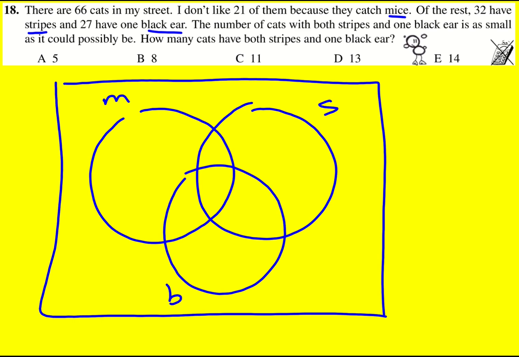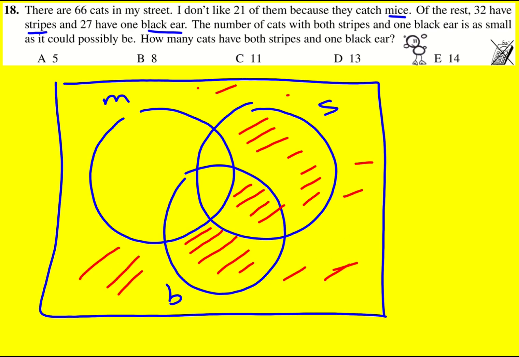Now it says, I don't like 21 of these cats because they catch mice. Of the rest, 32 have stripes and 27 have one black ear. Now, what that is saying actually is that this shaded region here is the rest. Oh, and actually on the outside. So we don't know how the 21 are arranged, okay, but somehow this green area is 21. I could imagine it being all here and then nothing in here, or we could maybe spread it out. It doesn't really matter because it's of the rest, 32 have stripes and 27 have one black ear.